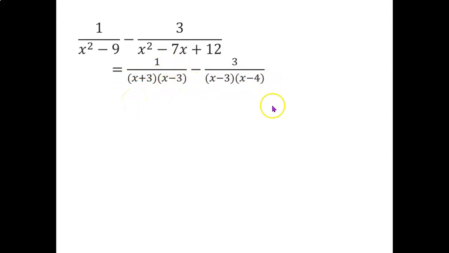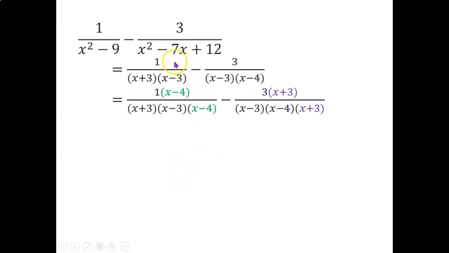X minus 4. And then what's missing from here? X plus 3. And they both already have an x minus 3, so we don't need to do anything about that. So in the first fraction, the missing factor that I had to multiply on top and on the bottom was x minus 4. In the second fraction, the missing factor that I had to provide was x plus 3.